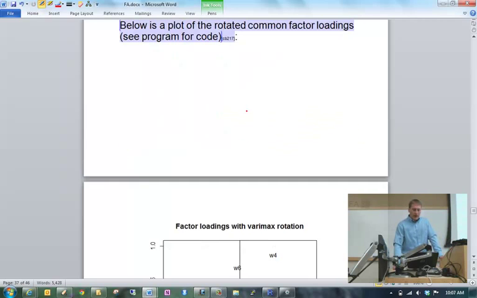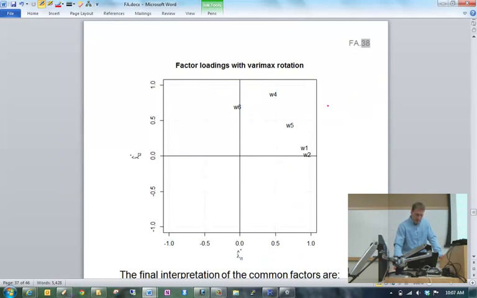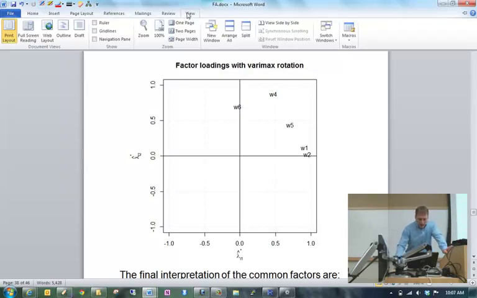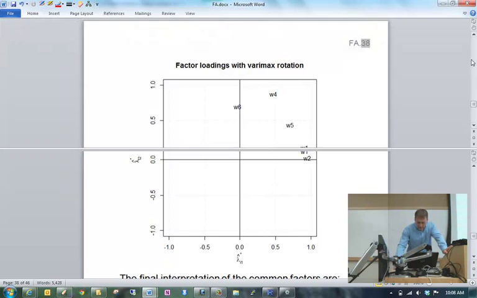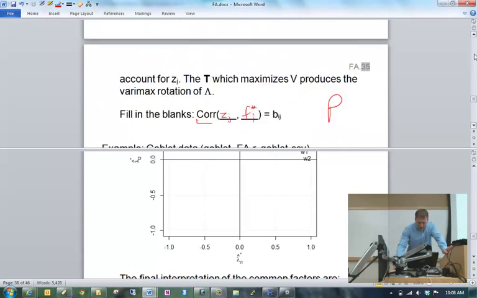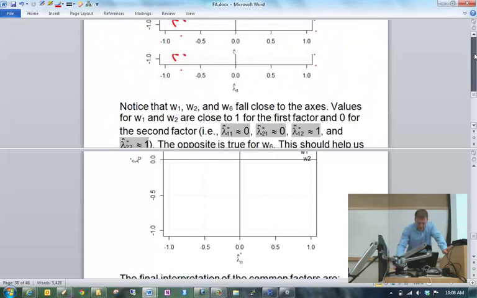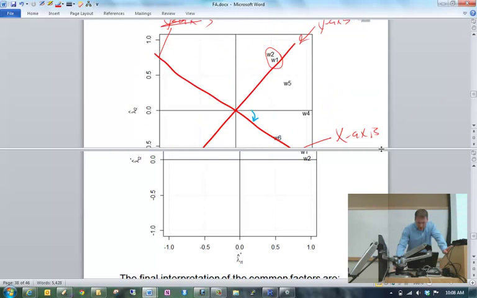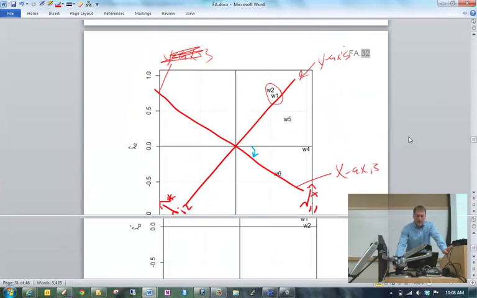Very briefly here, I do want to mention that if I were to do the same plot of those factor loadings that we saw about 10 minutes ago, this is what I would get. And let's do a split screen here. Let's compare that to what we had before. So this is what we had before. And you can see that W1, W2, W5, W4, and W6 are relatively in the same location that we had seen there when I had drawn those red lines.